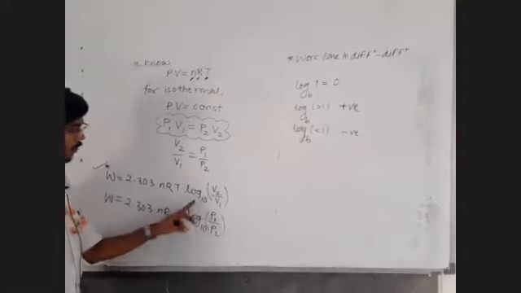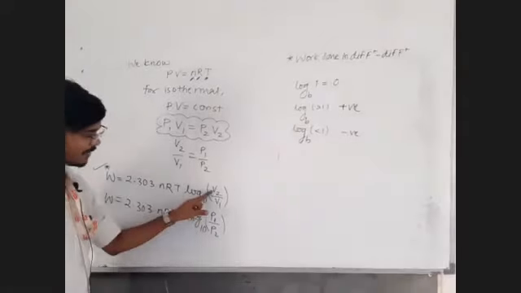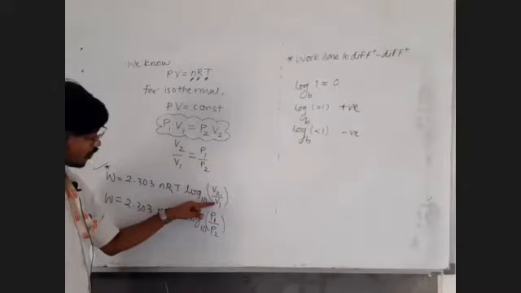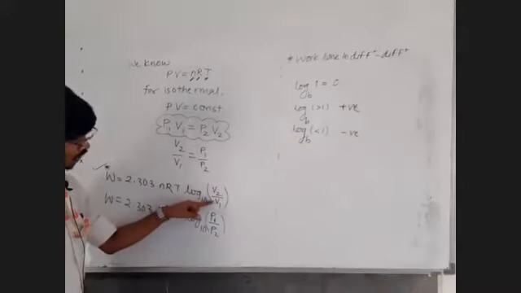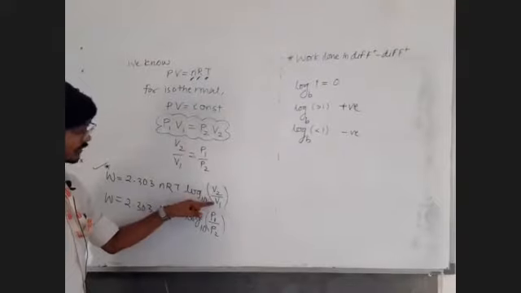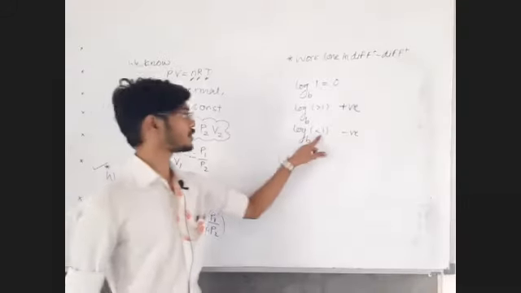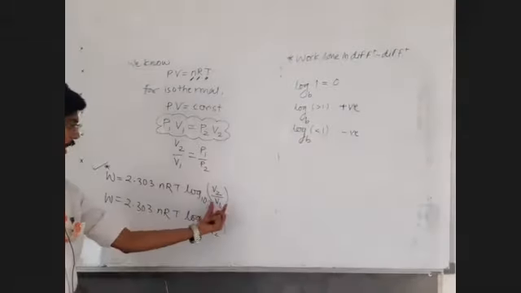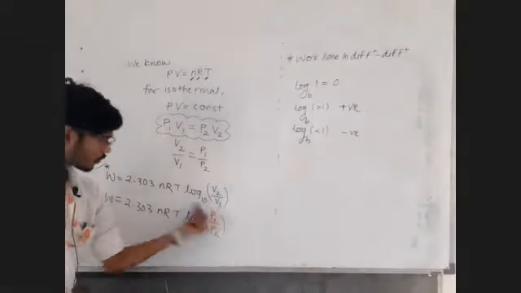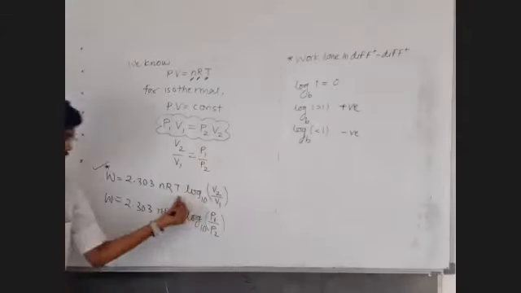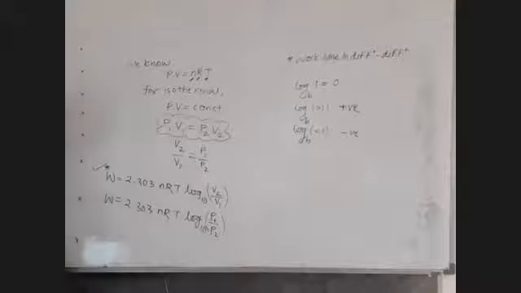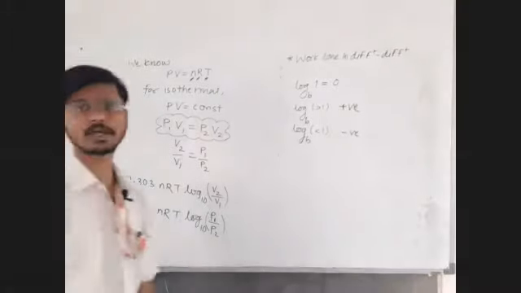And similarly, work done in compression: V2 will be less than V1, final volume will be less and initial volume will be more. So it is compression. So initial volume more means V2 upon V1 is less than 1. Log of a value which is less than 1 is negative. So that log will come out to be a negative value. Negative into positive is going to be negative. So in that case, work done will automatically come out to be negative.